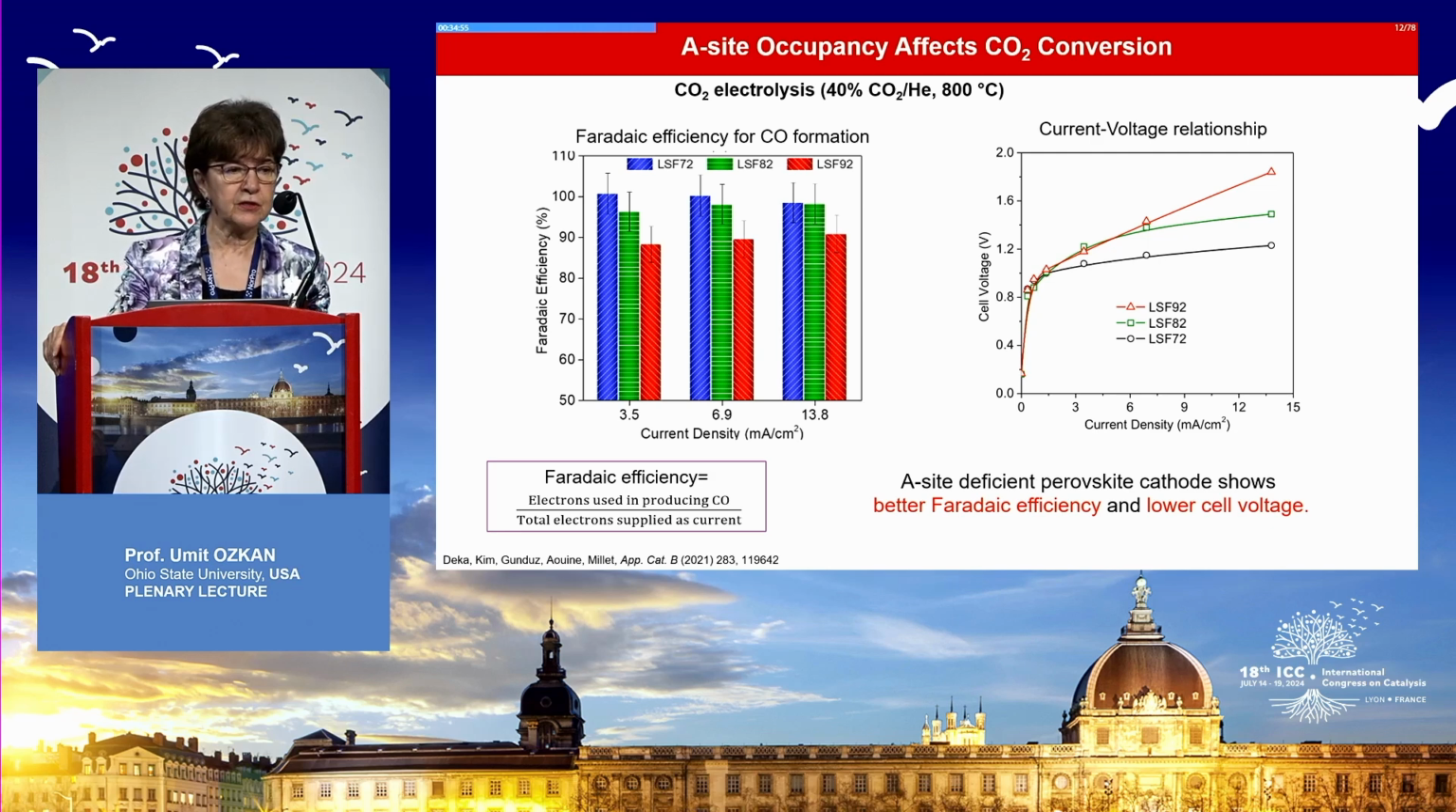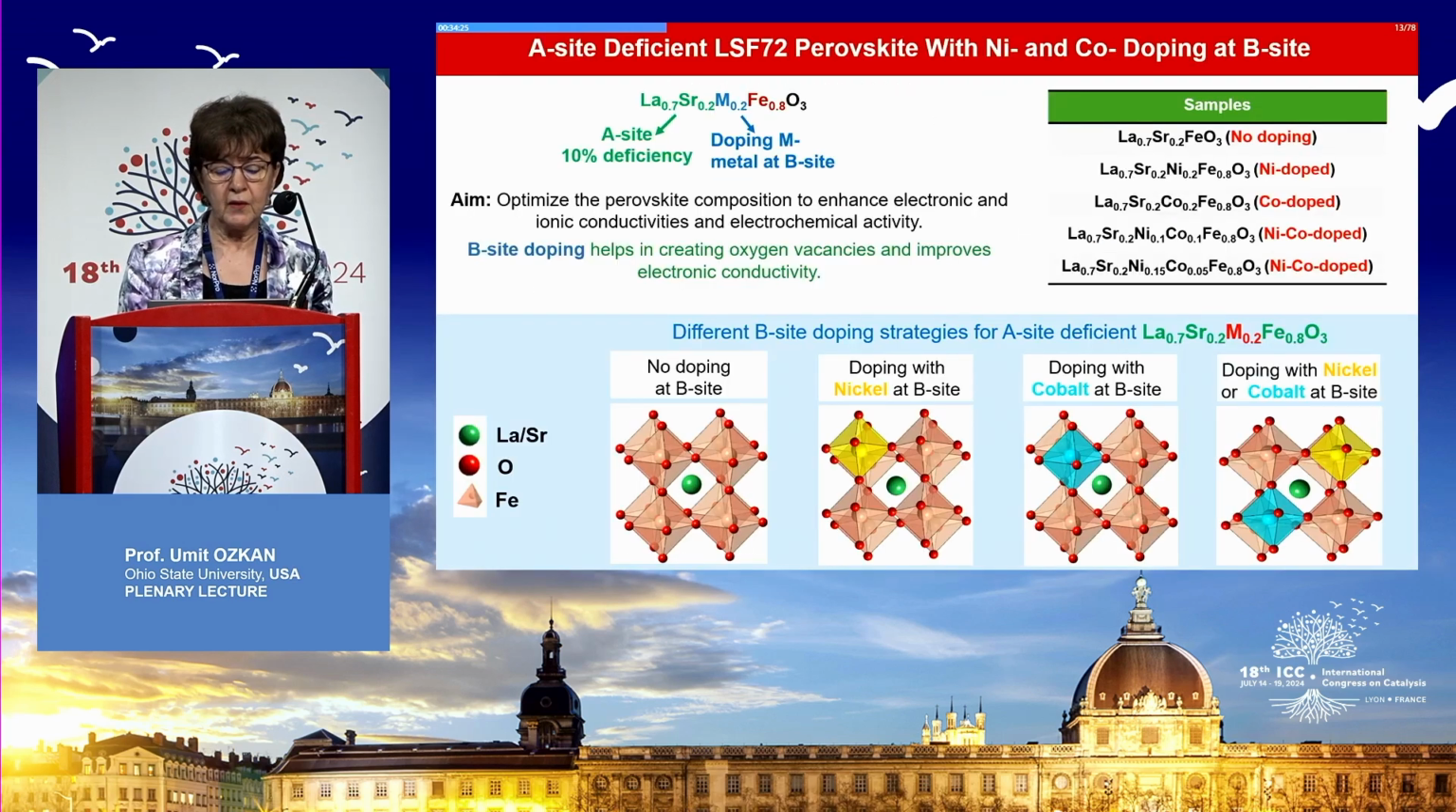And Faradaic efficiency is really a measure of how well we are utilizing the electrons that we are providing. So in this case, 100% Faradaic efficiency means that almost 100% of the electrons are used for making the product that we are interested in. If you look at the current voltage relationship, the lowest voltage for any current is, again, for the A-site deficient sample. And again, it is a good thing because the lower voltage means lower electricity consumption.